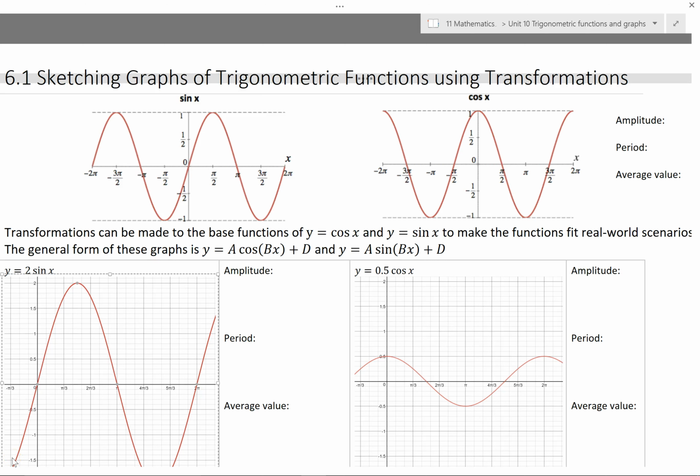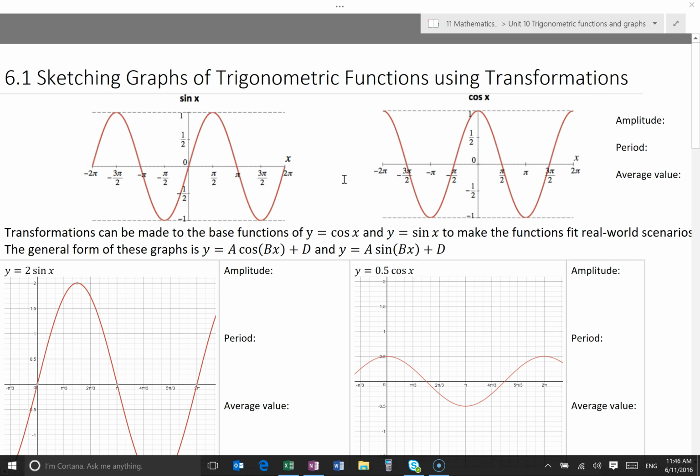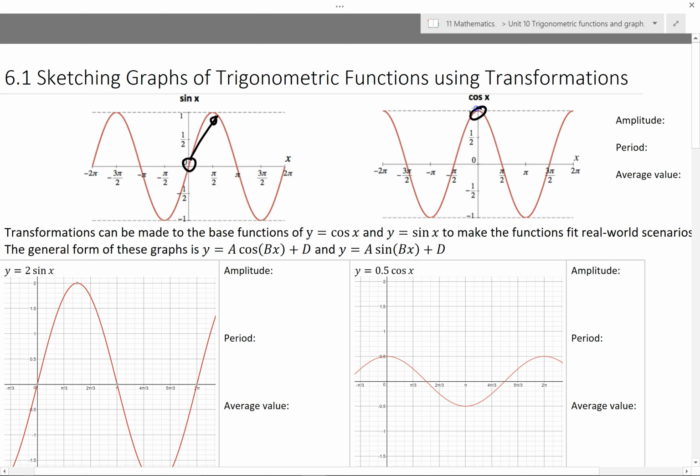The purpose of this lesson is to enable you to sketch graphs of trigonometric functions using transformations. We'll start by looking at our basic sine and our basic cosine graph. They're pretty much the same graph, just that in the sine graph we start at 0 and go to a maximum value. In a cosine graph we start at the maximum value and go down. So remember what sine and cosine graphs look like.